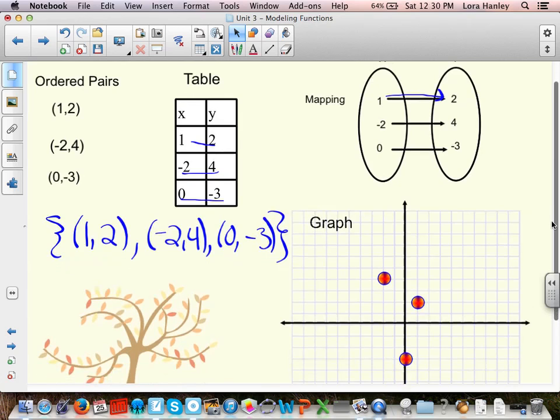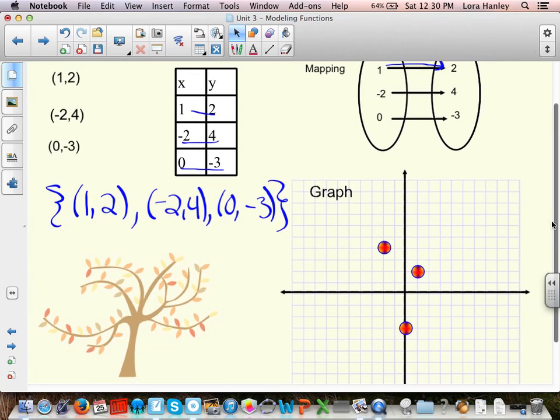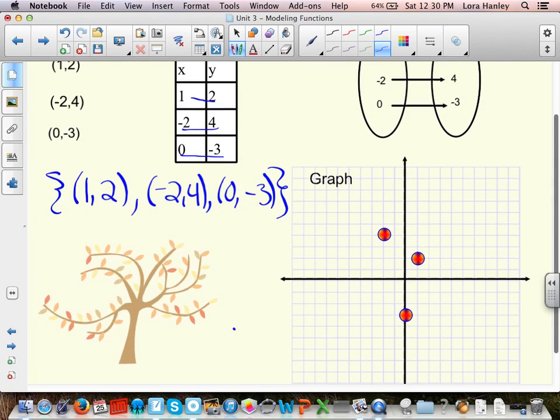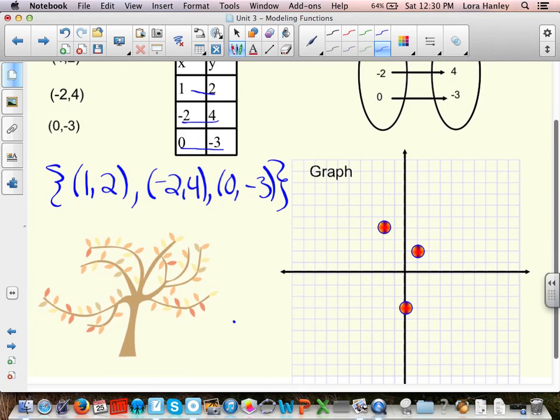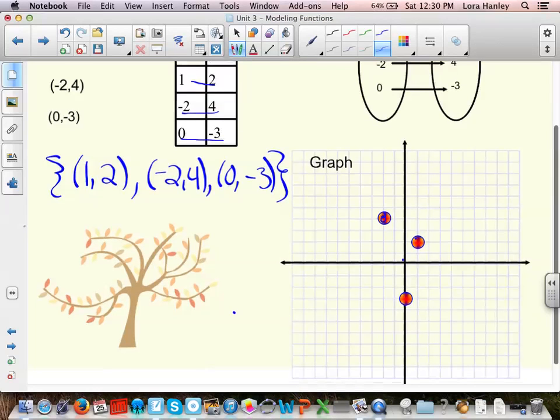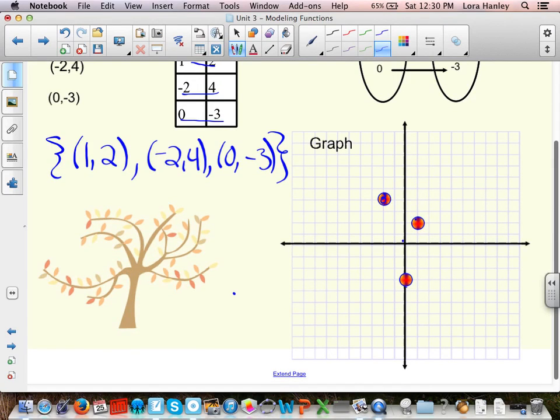Finally, as a graph, this is what we talked about earlier. Our first point here is going to be (-2, 4). The second point is over 1, up 2. And the third point is (0, -3). So all those points are represented as a set of ordered pairs, a table, a mapping, and a graph.